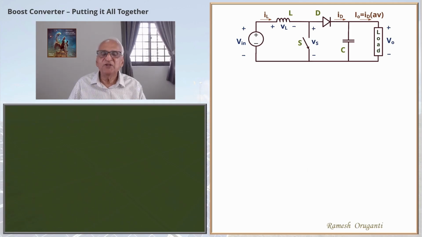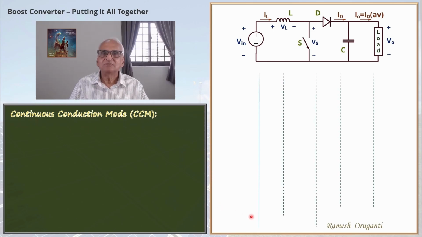Now we will review briefly the operation of the boost converter under CCM, under continuous conduction mode. The switch is switched on and off at a particular frequency. T on is the on interval, T off is the off interval. All the components are treated as ideal in our discussion. We will see a few waveforms and go through the operation using these waveforms.